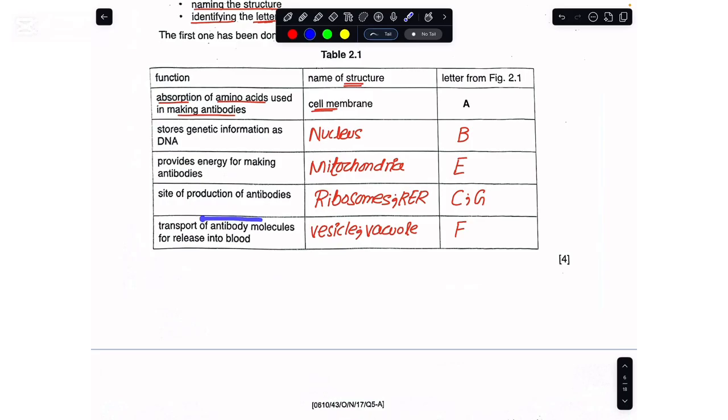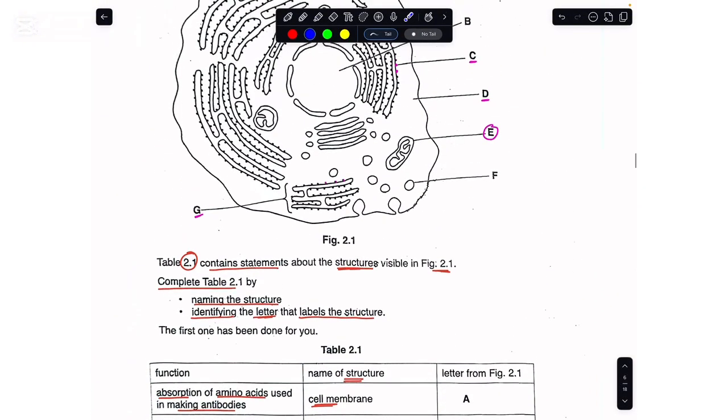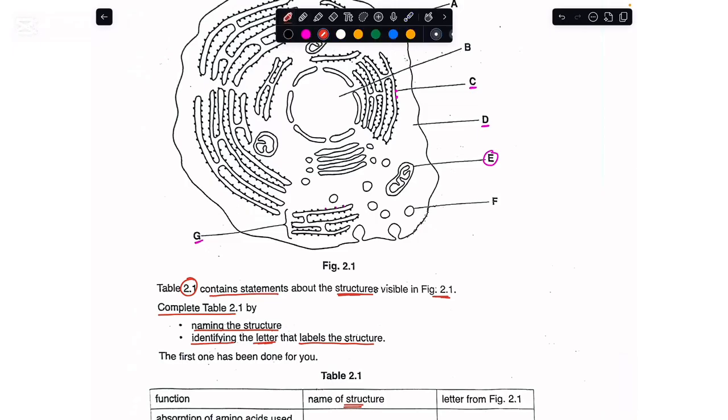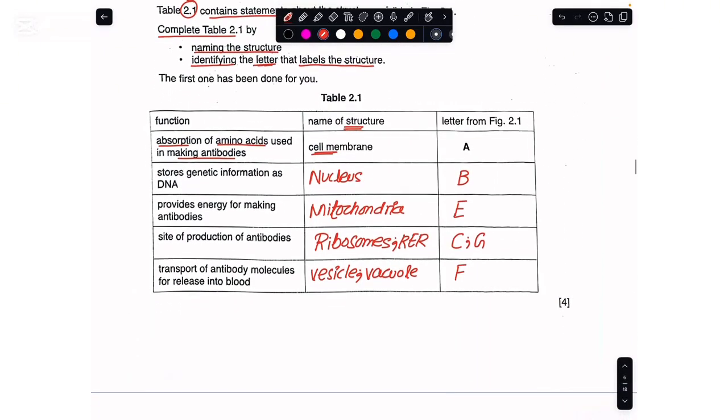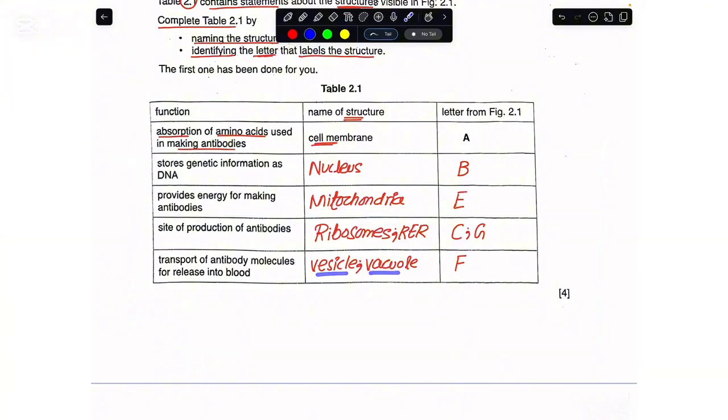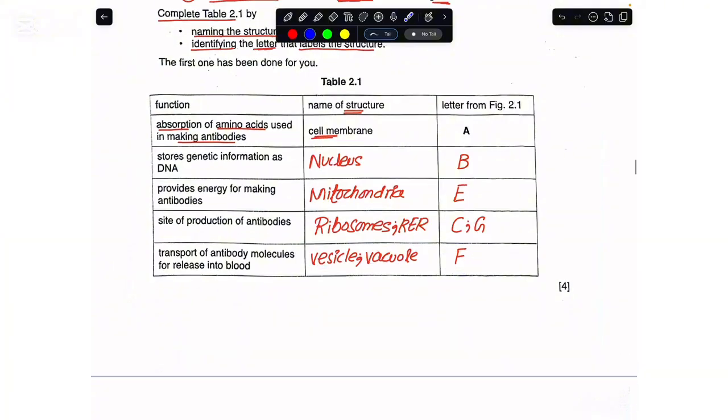And then they ask what would be transporting the antibody molecules out of the cells so they could be released into the blood. Now the idea is that after these ribosomes have made the antibody, this antibody has to be released out of the cells, and for that we need the vesicles or the vacuoles. These vesicles or vacuoles would pack the antibodies and then fuse with the cell membrane so that the entire antibody molecule could be released out from here. So that is why I have written the answer as vesicles or vacuoles, and the letter that I have given is F.